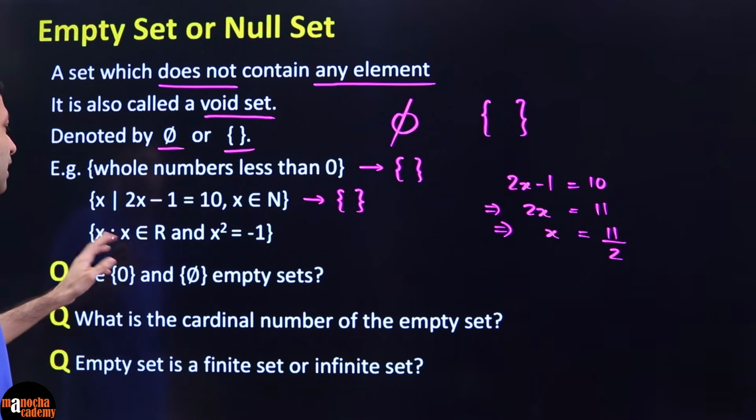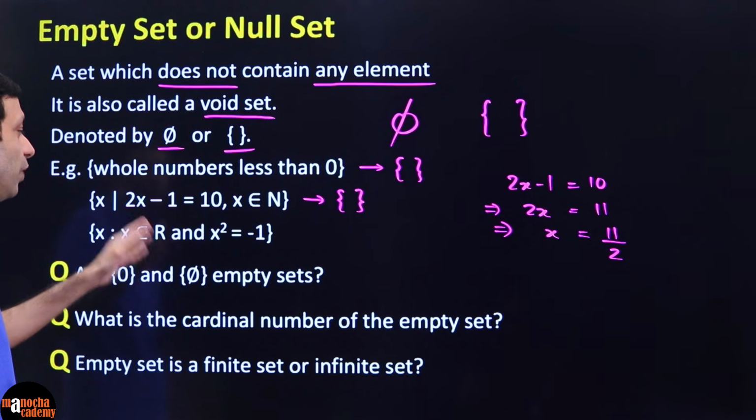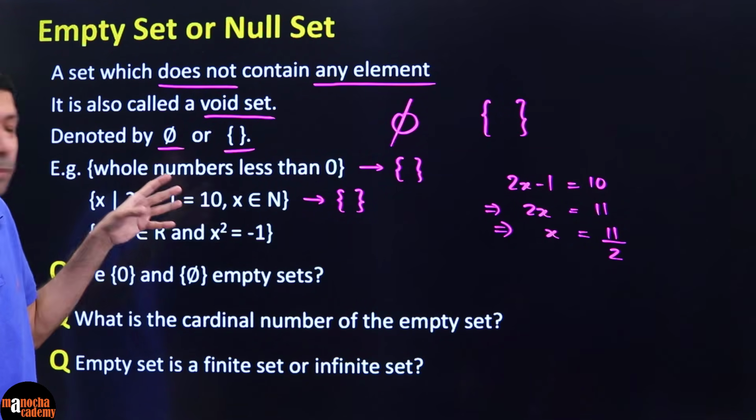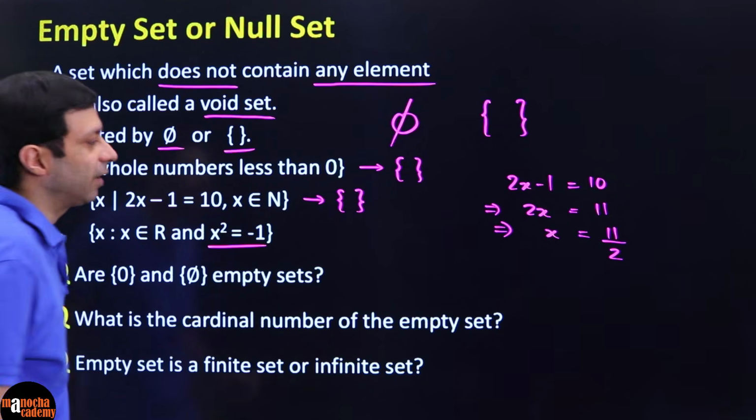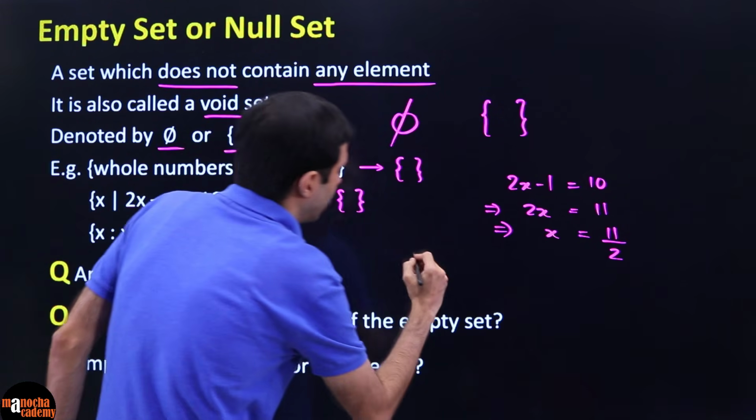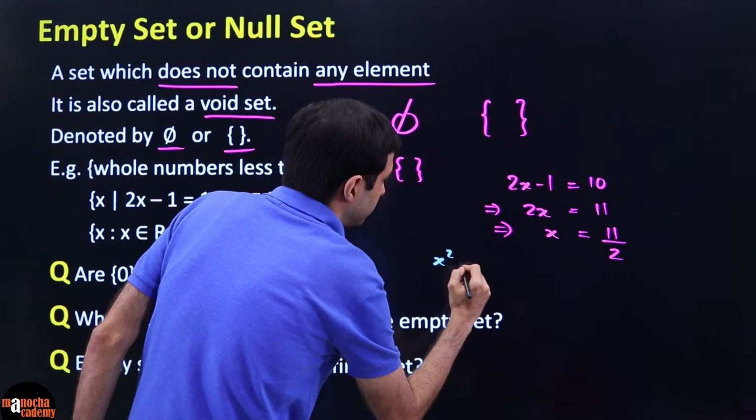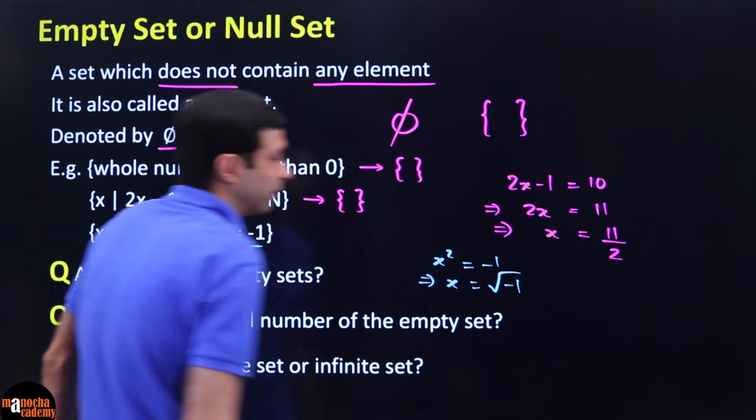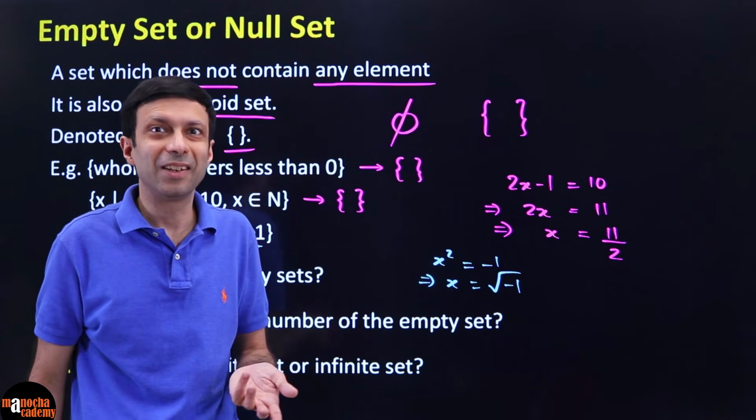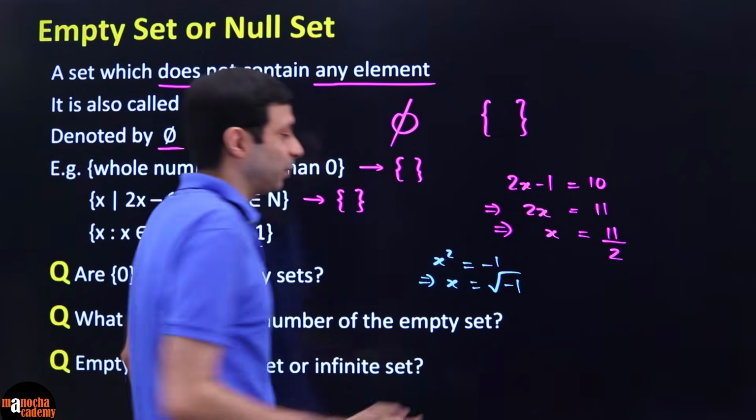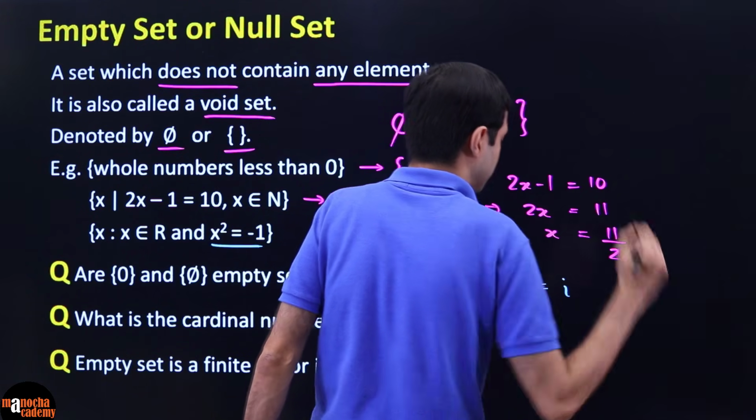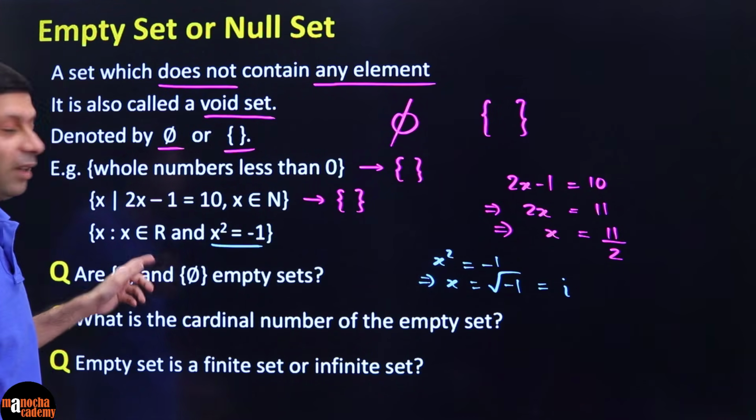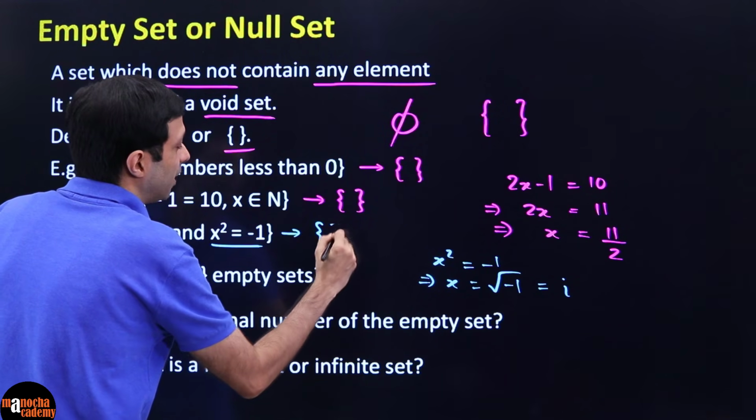What about the next one? x such that x belongs to real numbers and x square equal to minus 1. Once again, to find out, don't jump to conclusions. Solve this and see what you're getting. If you have x square equal to minus 1, what is the value of x? x is going to be square root of minus 1. Do you know what is square root of minus 1? It is an imaginary number. In mathematics, we denote it with the letter i. It is not a real number, and that is why once again this is going to be an empty set.